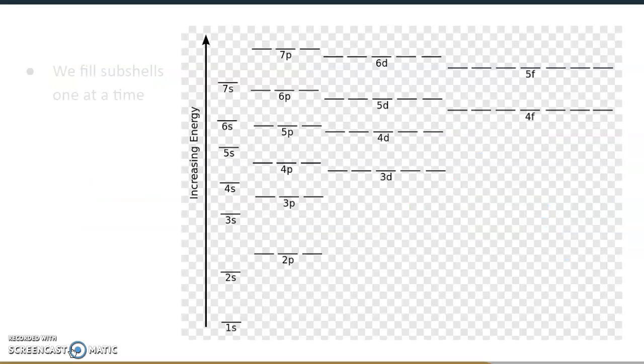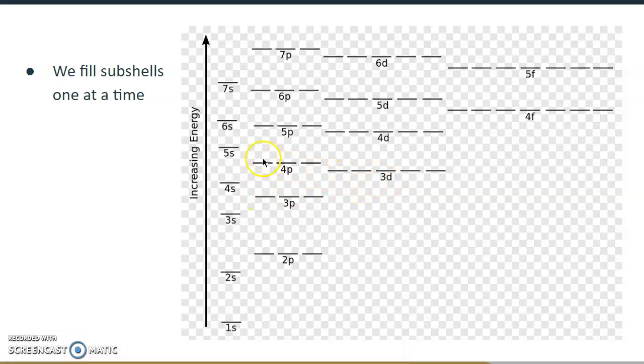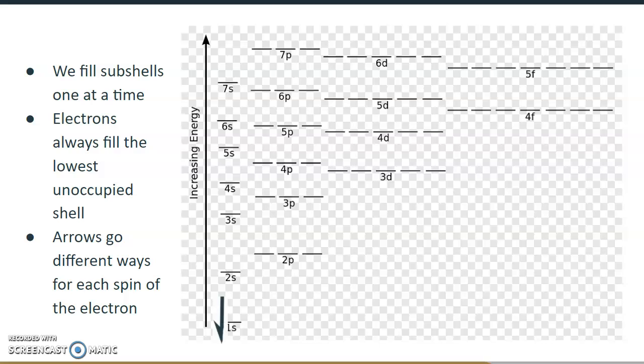We also learned how to fill in some of our electrons into our shells. A quick reminder is we fill subshells one at a time. Each of our subshells are labeled. We have our 1s, our 2s, our 2p, 3s, 3p, 4s, 3d, 4p, all the way up. Electrons always fill the lowest unoccupied shell first, and then our arrows go in different ways. So if we were to do this, like we've shown before, we would have one arrow going in one way and another going the other way. It's interesting when we get to our P shell though, because we have 3 options, they're going to fill all 3 before going and filling in another one.